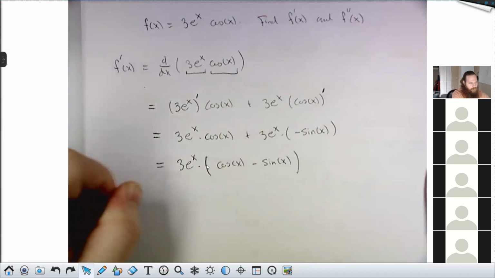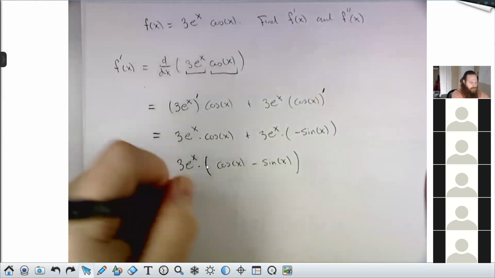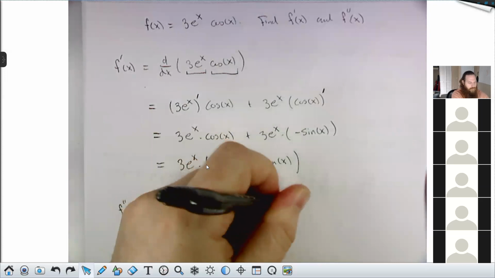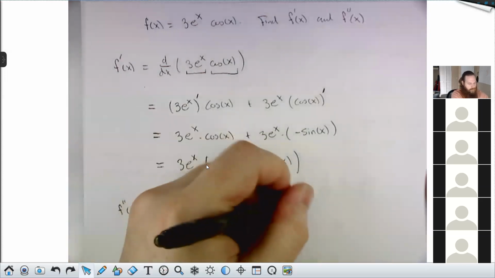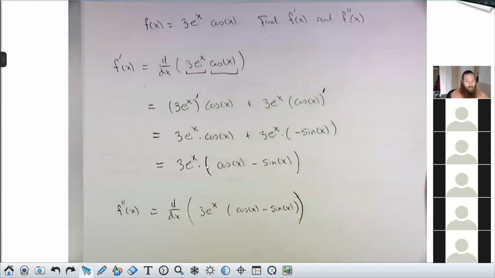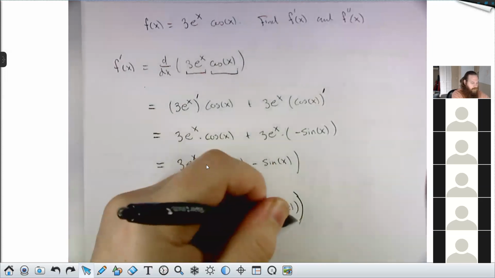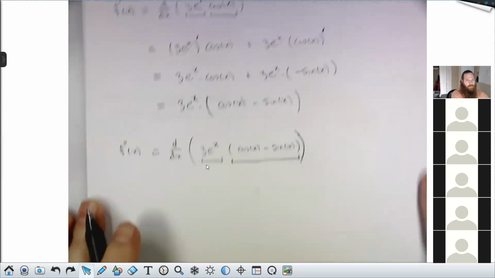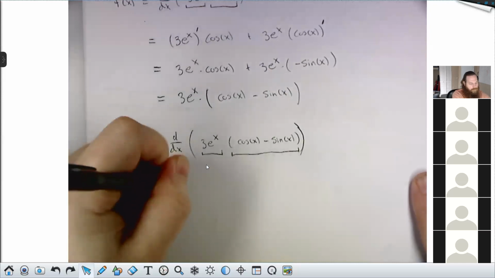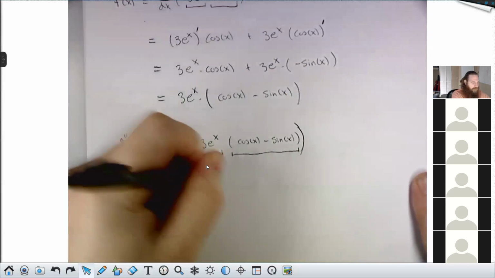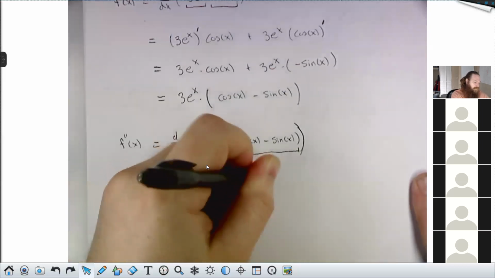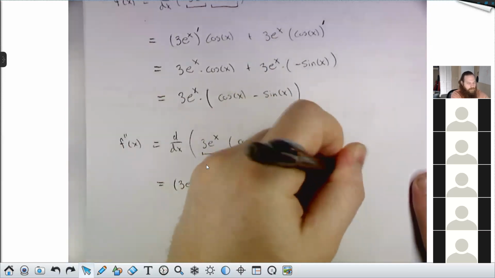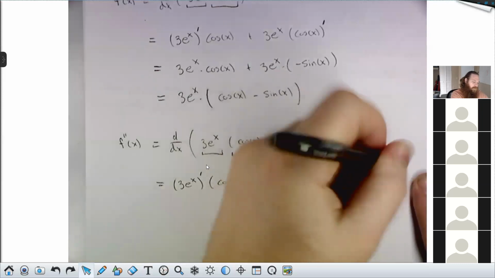So f double primed is what I get by applying d dx to this thing. And again, I need to think of it as one function times another function. So here's my first function and my second function. So when I jump in with my product rule, I'll have the derivative of the first, that's 3e to the x primed, times the second left alone, cos x minus sine x left alone, plus 3e to the x left alone times the derivative of the second, which is cos x minus sine x all primed.